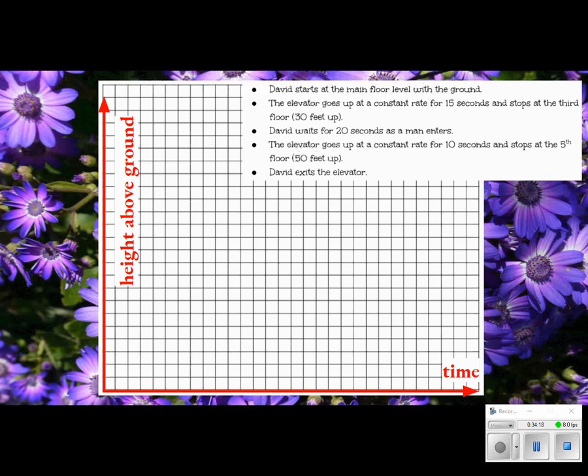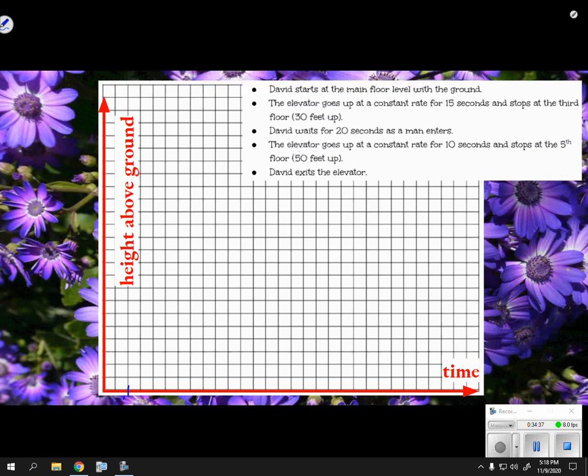David exits the elevator. So remember those story problems we did at the beginning of the semester? This is just a story problem. So let's see if we can figure out how to graph this. So looks like my time is in intervals of tens. So I'm going to count by 10. So let's get a color that we can see.